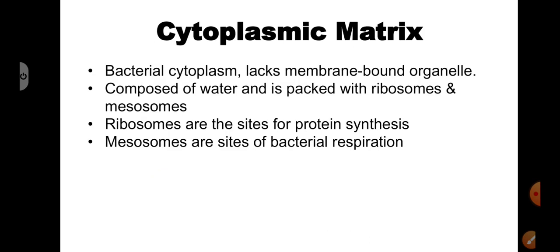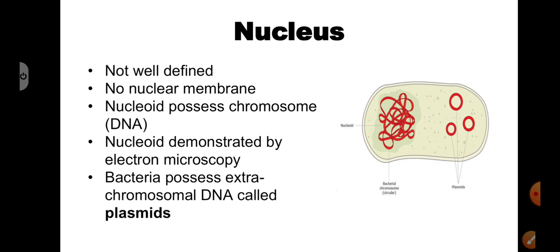Next, moving on to the cytoplasm. What does the cytoplasm have? It lacks all the membrane bound organelles which are present in eukaryotes. It is composed mostly of water. It has ribosomes, which are the sites of protein synthesis, and some inclusion bodies, and mesosomes, which are sites of bacterial respiration. Moving on to the nucleus, we already discussed that the nucleus in bacteria or prokaryotes is not well defined because it has no nuclear membrane. It is very diffuse, and the nuclear material is present as a nucleoid, which holds the genetic information, the chromosome or the DNA, and this nucleoid can be demonstrated by electron microscopy.